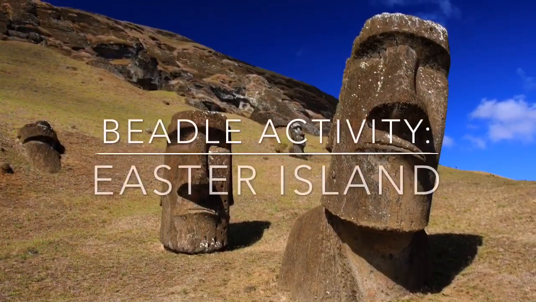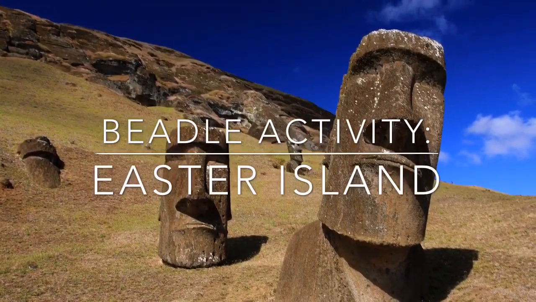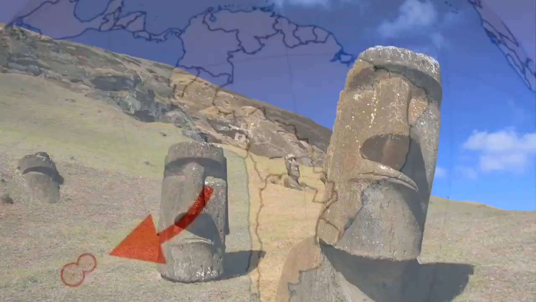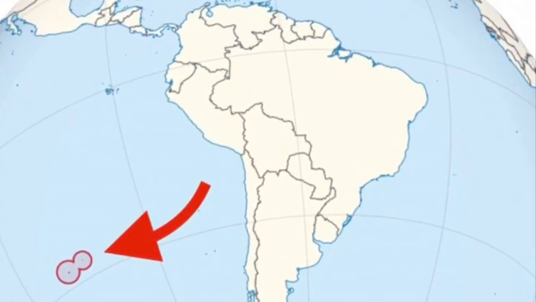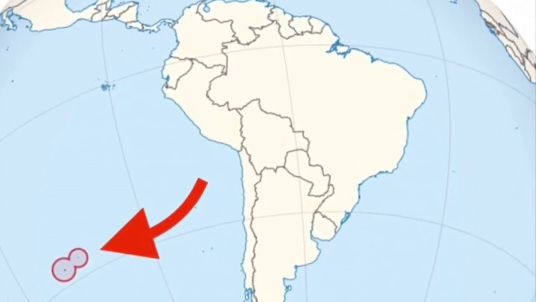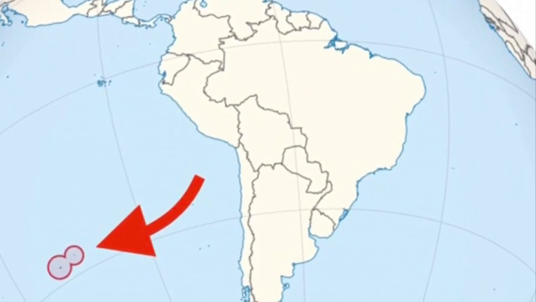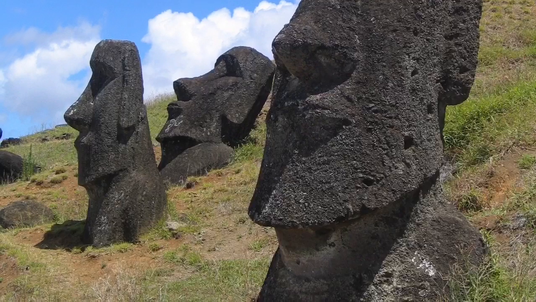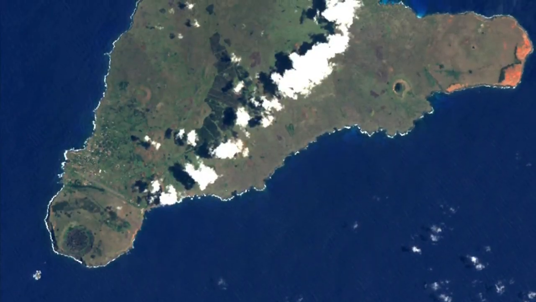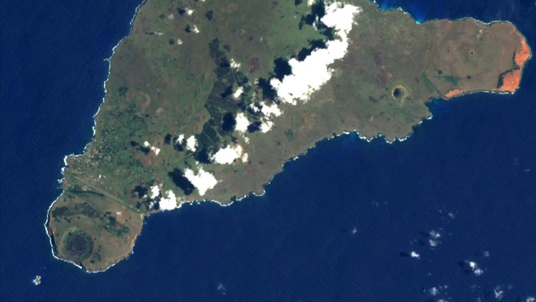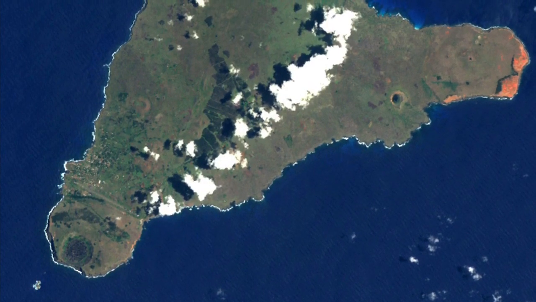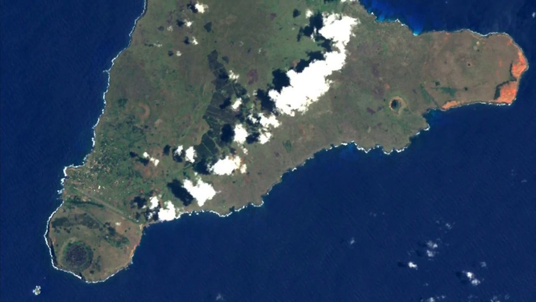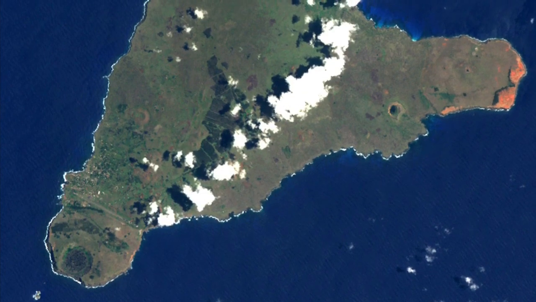The first beetle population that we're going to observe lives on Easter Island. Easter Island is a remote volcanic island located over 2,000 miles off the west coast of South America. This island is best known for huge stone statues that early inhabitants carved from volcanic rock. The beetle population on Easter Island is found on the far eastern tip of the island, where iron-rich volcanic ash makes the ground reddish-orange, as you can see in the right-hand side of this satellite image.